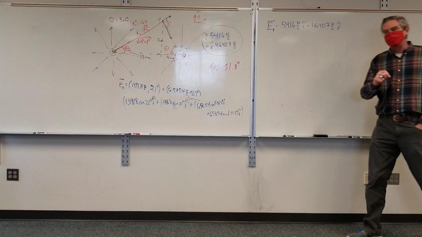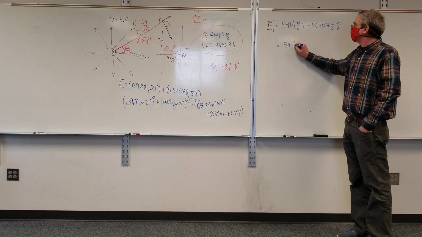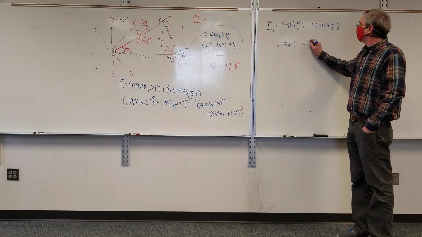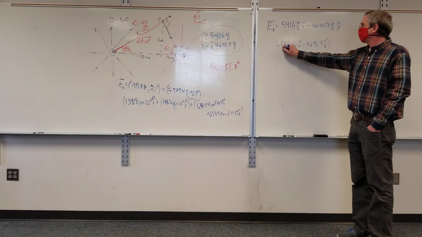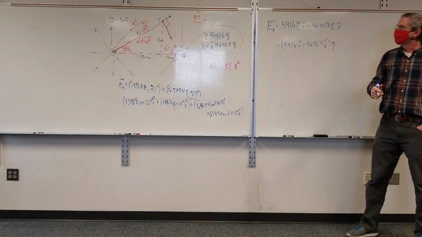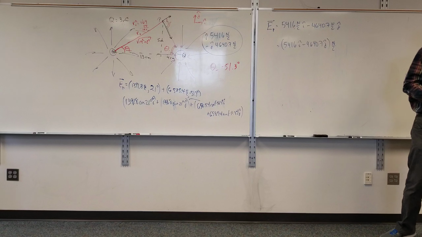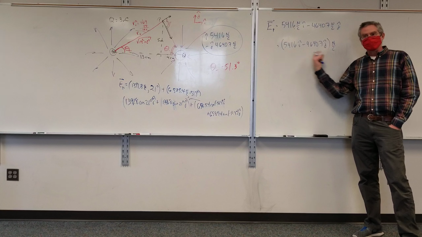So from a notation point of view, this could also be written as 5416 i hat minus 4640.7 j hat, parentheses around the whole thing, and then newtons per coulomb. So, whichever works for you. If you're only going to put units once, you do need the parentheses.